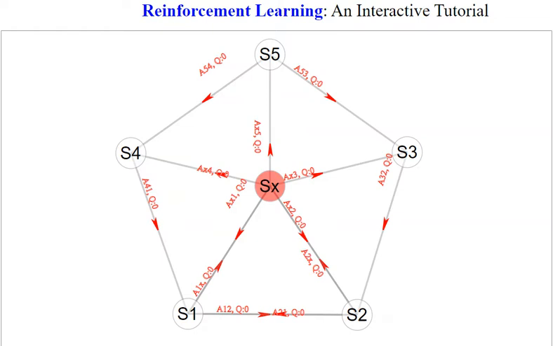So in this problem, we have 6 states, and only S2 and S1 are the states that allow access to the destination. So if we let the agent run and learn this problem, we expect that the agent, if starting from S5, shall not go to Sx directly, but it will go to S3 and S2 and then to Sx.